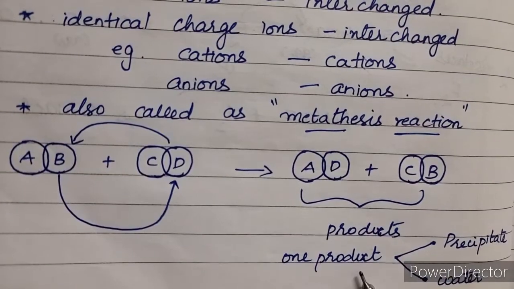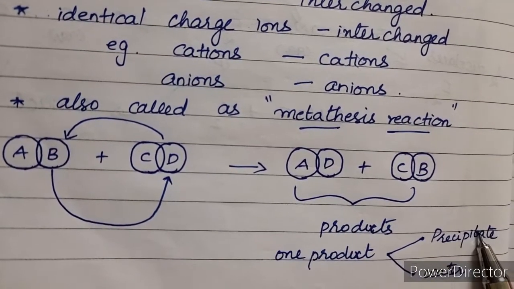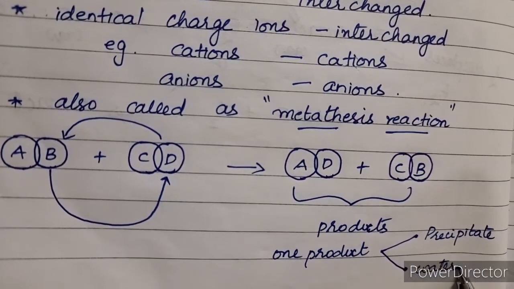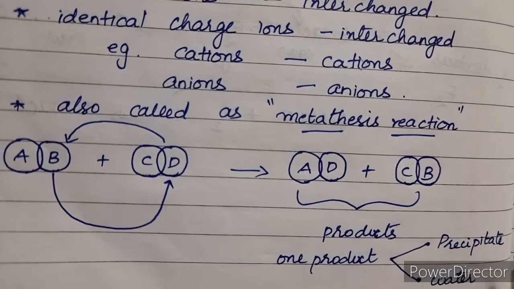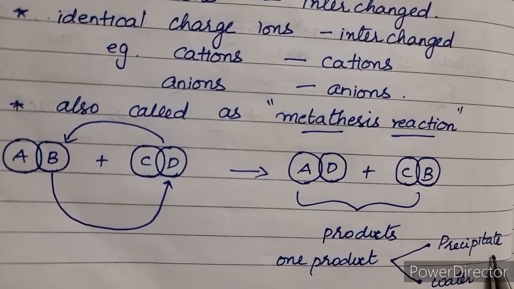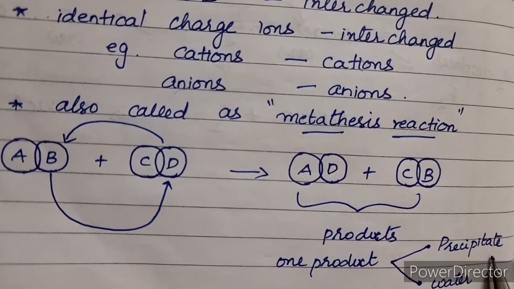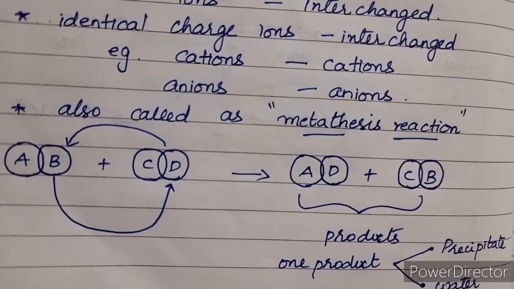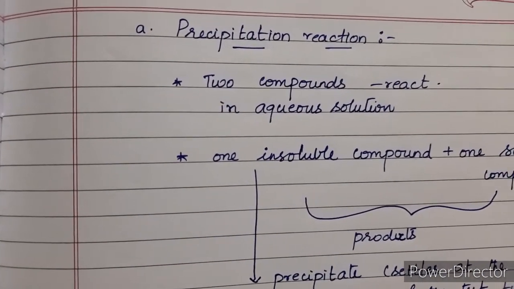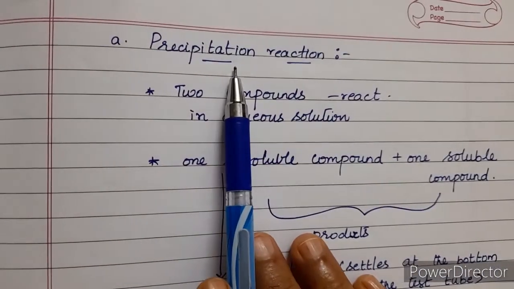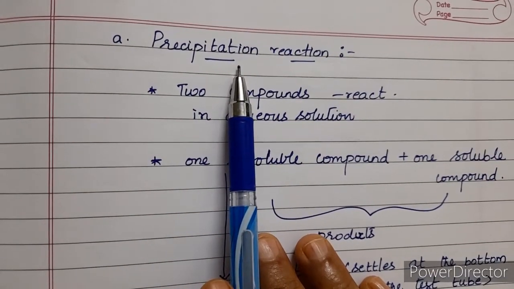One of the products can either be a precipitate or water. So depending upon this, it is classified into precipitation reaction and neutralization reaction. Let's see them one by one. Next is the precipitation reaction. This is one of the types of double displacement reaction we said, isn't it?